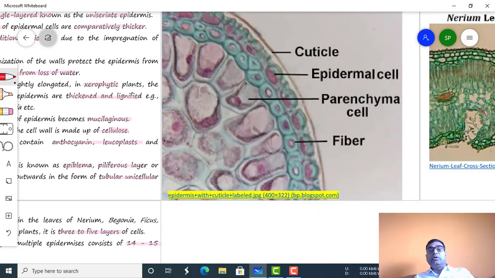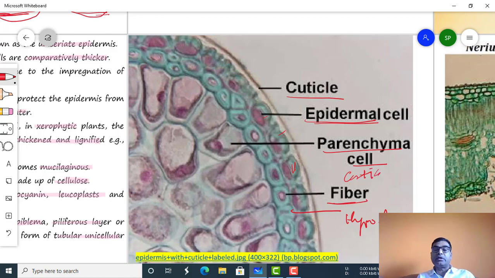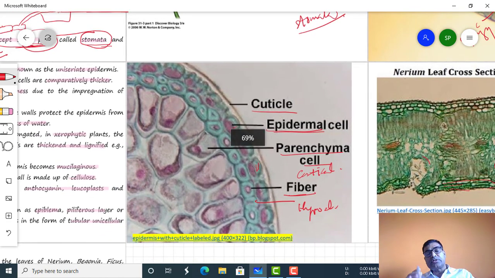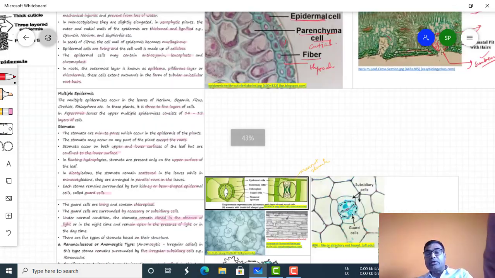Just see this one figure. This is the epidermal layer, and these are the epidermal cells. Epidermal cells are covered by a thick cuticle. Then these are the fibers, that means this is a region of hypodermis, and parenchyma cells, this one is a cortical region or general cortex. Just see what type of tissue system is present, or what type of cell is present, and what is their outline. So this is about the epidermal tissue system.